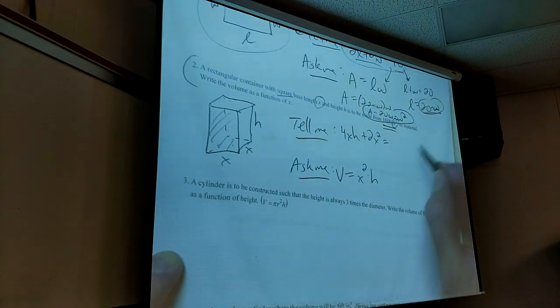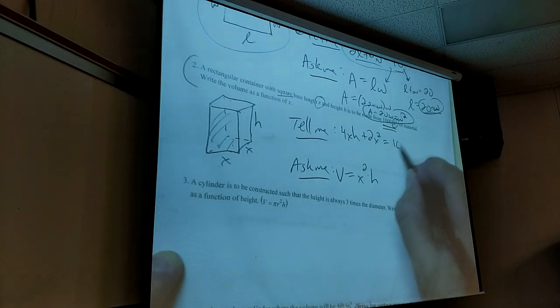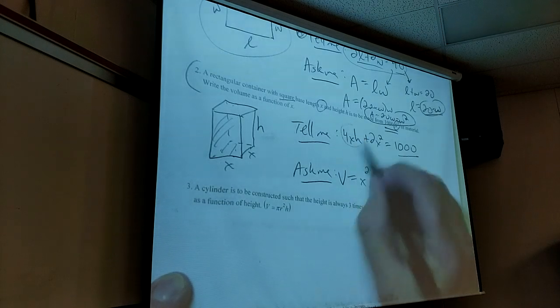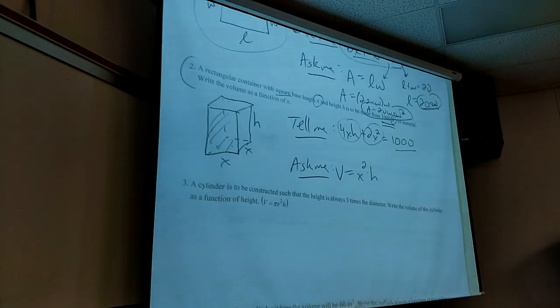And that's supposed to equal? 1,000. So that 1,000 square feet is going to go into making 4 sides and a top and a bottom. That's how to look at that equation physically.